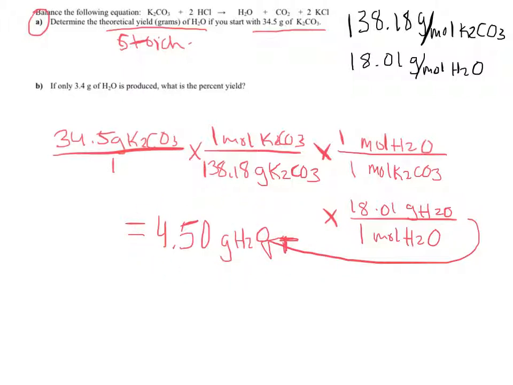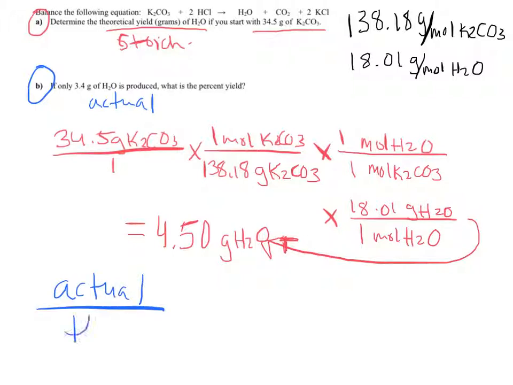in my product. However, part B, and I'm going to do that in blue, says if you only get 3.4 grams of water that's produced, what is the percent yield? This amount is called the actual. So going back, this is how much I should get in theory, but this is how much is actually produced. Whenever you calculate the percent yield, it's going to be the actual over the theoretical. You're going to multiply by 100 to get your percent.